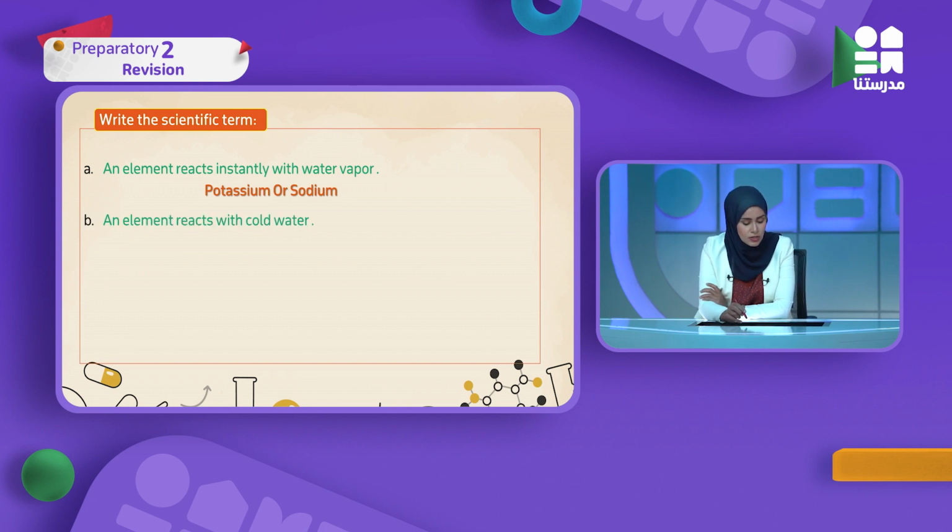Elements that react with cold water. This is information you must memorize. It's a fact. Calcium and magnesium. Calcium and magnesium react with cold water.